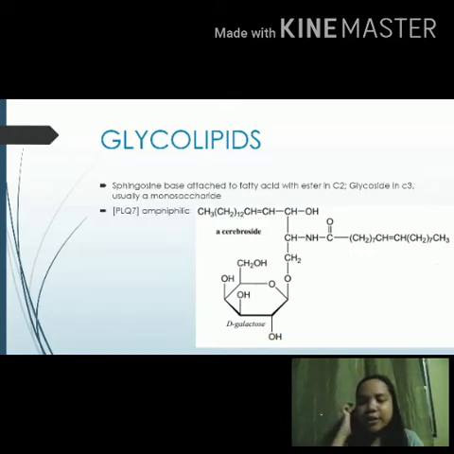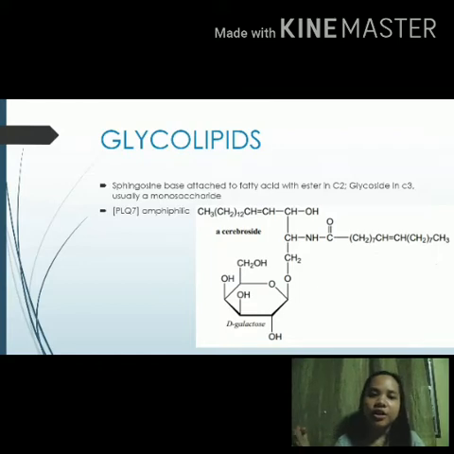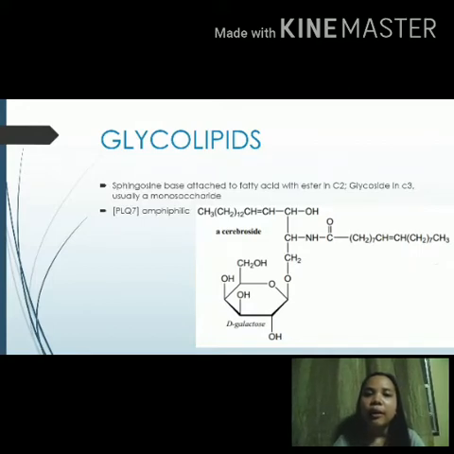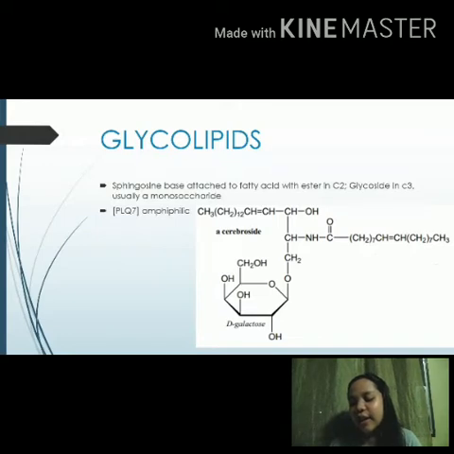Diba, ang sphingosine phosphatide kay phosphate ang naka-attach sa iyahang third carbon, which is why ginatawag siya sphingosine phosphatide. Ang sphingosine glycoside kay ang attach sa iyang third carbon is a glycoside or a carbohydrate, usually a monosaccharide. Sphingosine glycosides are more commonly known as glycolipids.